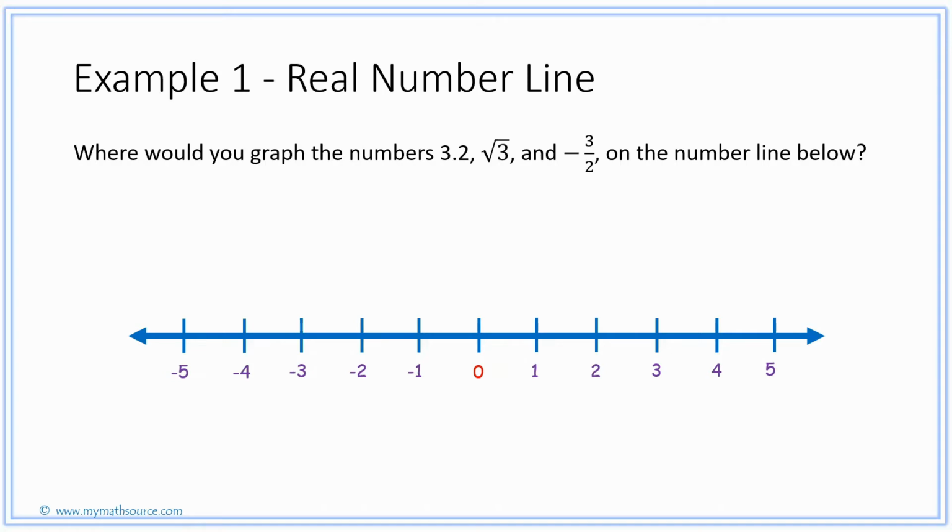Think of it as money if you ever get stuck. $3.20 is a little bit more than $3, but less than 3 1/2, so it would be close to 3, but not quite halfway.